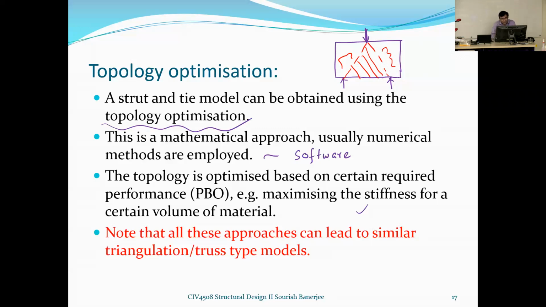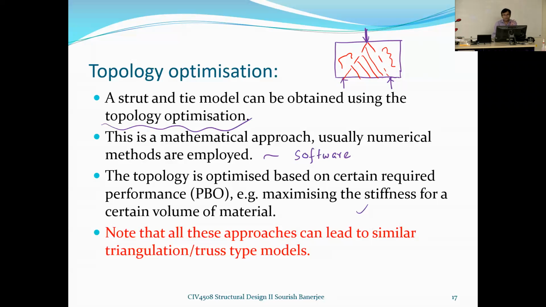But you can see the practical limitation of that. If you just remove the material from here and here, then the structure will be triangular. Is that what we want? So you can see that there are different limitations of these kinds of things, because mathematically we can get any optimal solution. The question is whether you can use that solution.